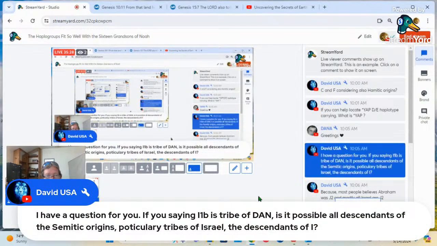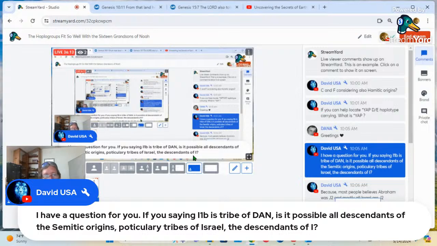I have a question for you. If you say I1b is the tribe of Dan, just I1, it's I1a and b, and there's a whole bunch of them. I think it's I1 M253, but there's like 7 I1 lineages. Is it possible all descendants of Semitic origin, particularly the tribes of Israel, are descendants of I? Well, Dan is a son of Israel.